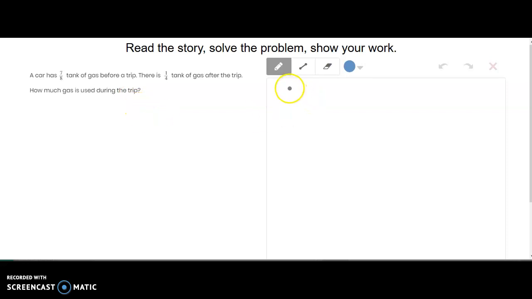So let's see here. The car starts out with 7/8 of a tank. It says that there's 1/4 after the trip. So we need to find out how much it used during the trip. So I'm going to subtract what was left from what we had, and that'll tell us how much they used on their trip.